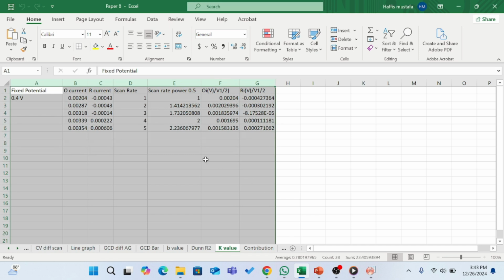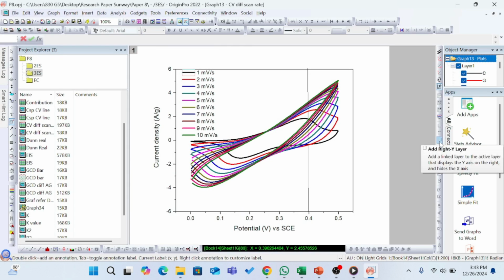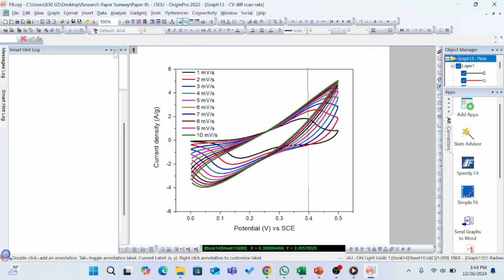So after that, go to your Excel, read the current, oxidation current, and also reduction current. So read the oxidation current and reduction current. How to read the oxidation current and reduction current? Okay, for example, here I fixed at 0.4. So just click here, the data reader.